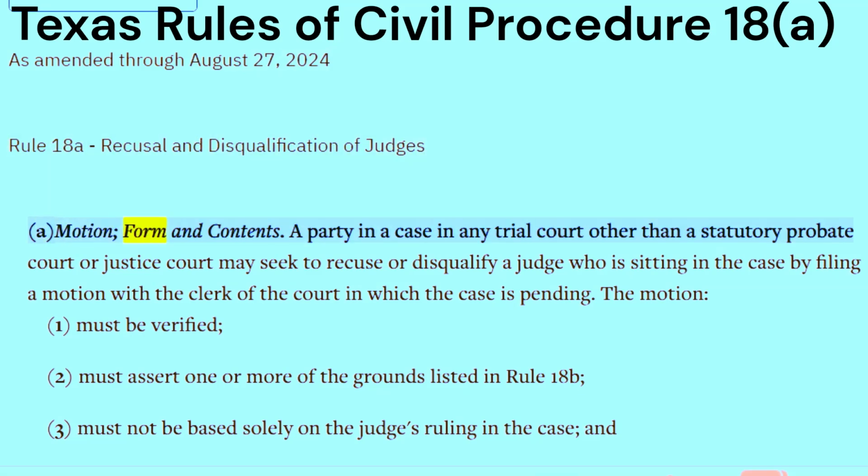A. Motion. Form and contents. A party in a case in any trial court other than a statutory probate court or justice court may seek to recuse or disqualify a judge who is sitting in the case by filing a motion with the clerk of the court in which the case is pending. The motion: 1. Must be verified. 2. Must assert one or more of the grounds listed in Rule 18b. 3. Must not be based solely on the judge's ruling in the case.